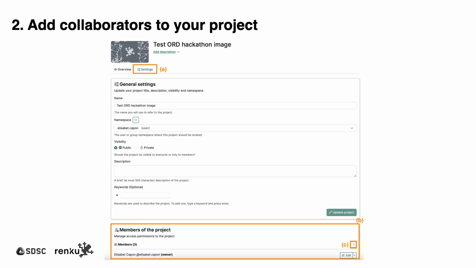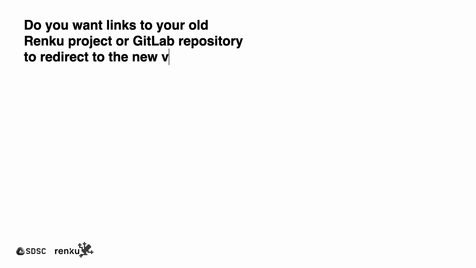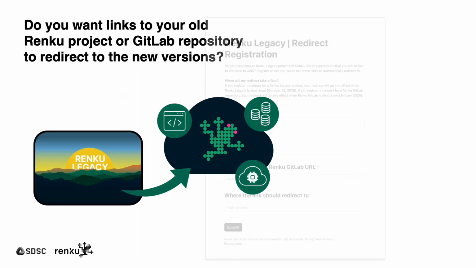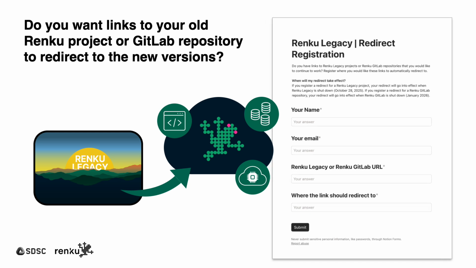In case you need to bring in collaborators, go to the settings page and add them as project members to your newly created project. Do you want links to your old Renku project or GitLab repository to redirect to new versions? If you migrated your Renku project via the built-in migration functionality from the first step, links will automatically redirect. For all other projects and code repositories, register a redirect and we'll make sure the old links continue to work. You will find a link to register the redirect in the video description.